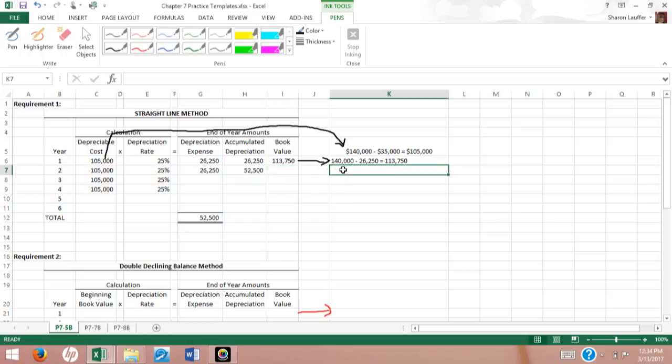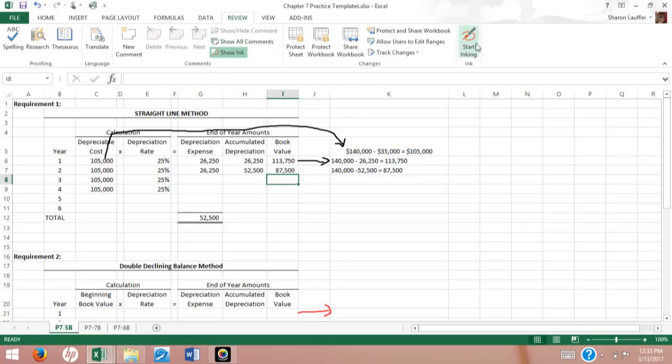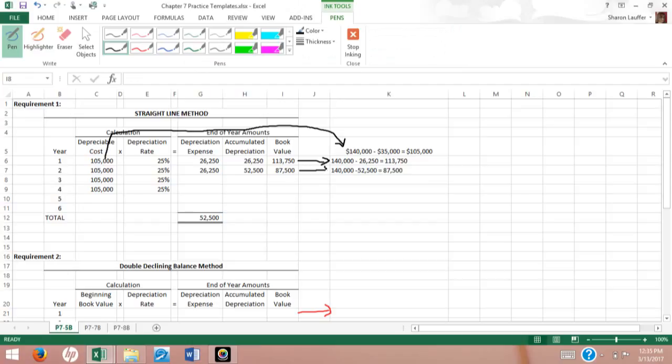Now your book value, you're going to calculate the same way. It's going to be $140,000 less our accumulated depreciation up to this point, which is $52,500, gives us a book value of $87,500. Oops, I left out a zero. So that goes here. Let me just make a note. That's where I got that from.